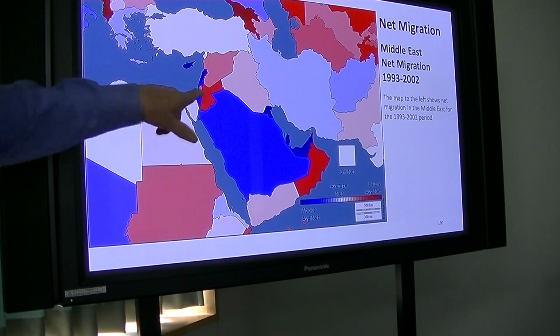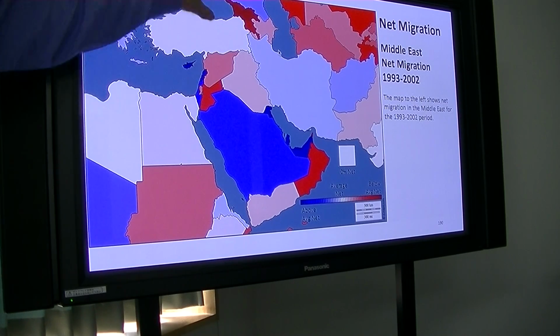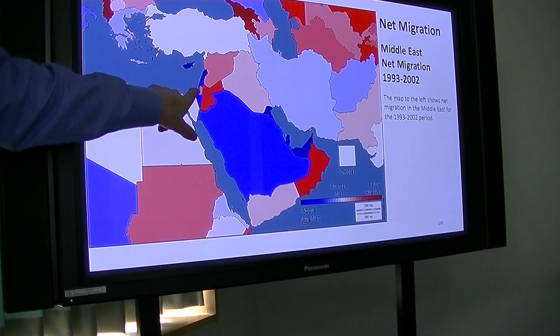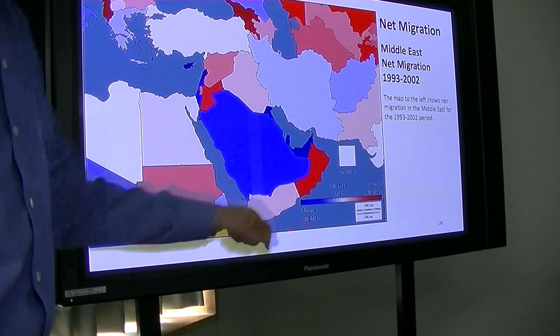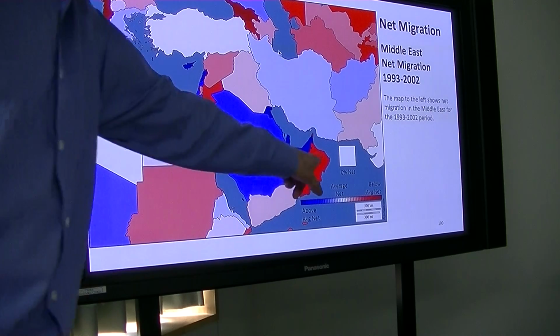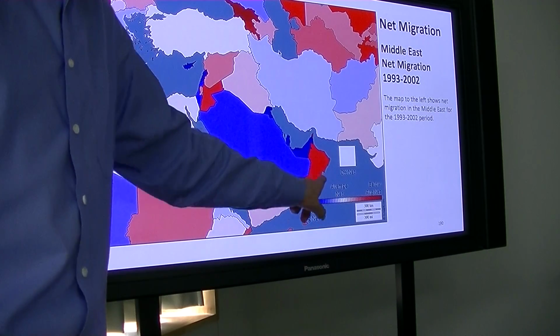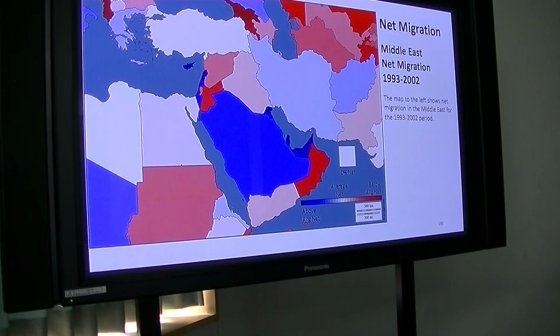Let's see. That's Israel. That was the end of the Soviet Union, Russians going to Israel. Again, the Gulf region. I don't know what was going on there then. I'm not sure about that. And that's Oman, which is a fairly wealthy country, but not as wealthy. And that is like the last slide.